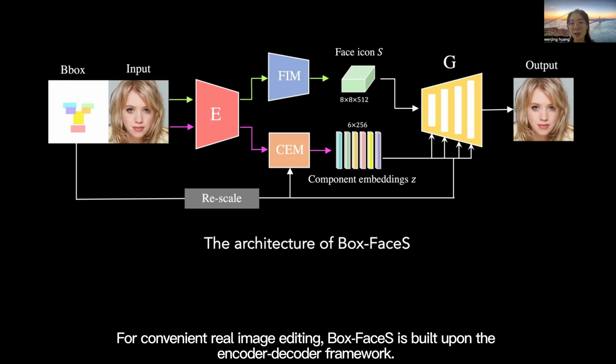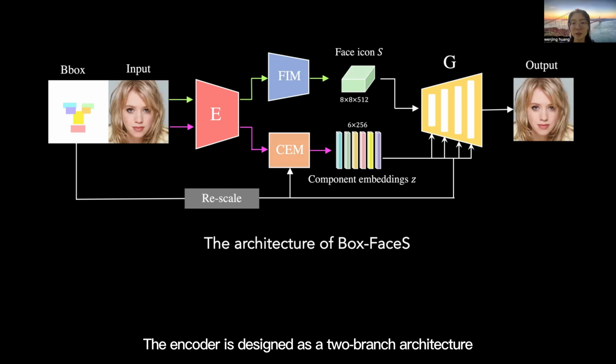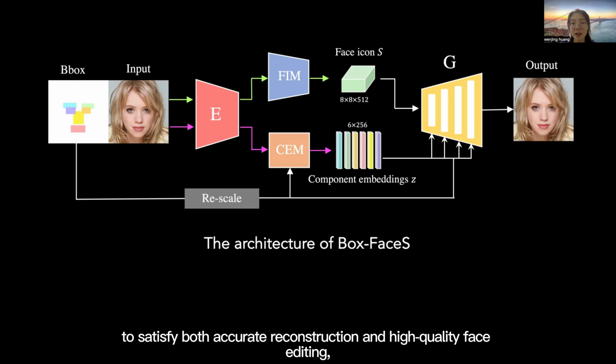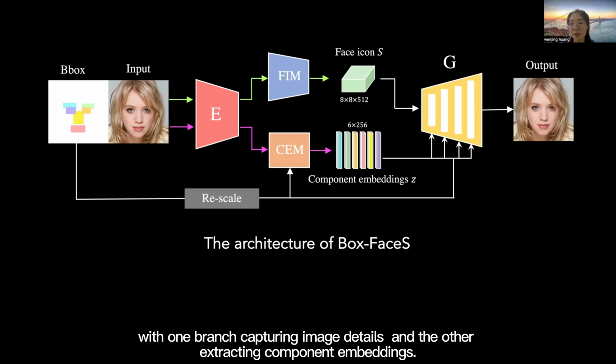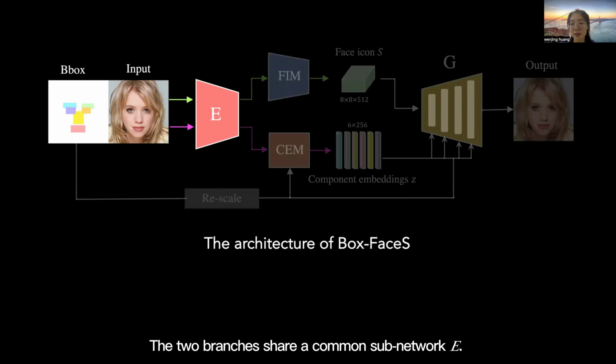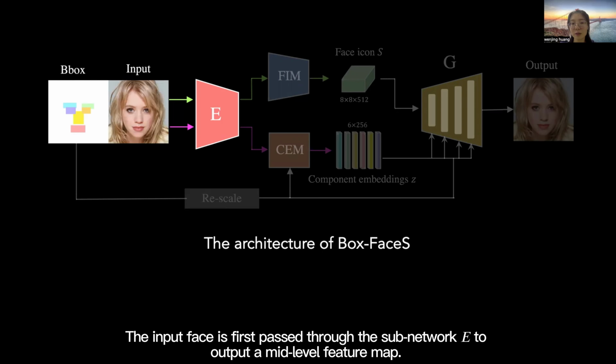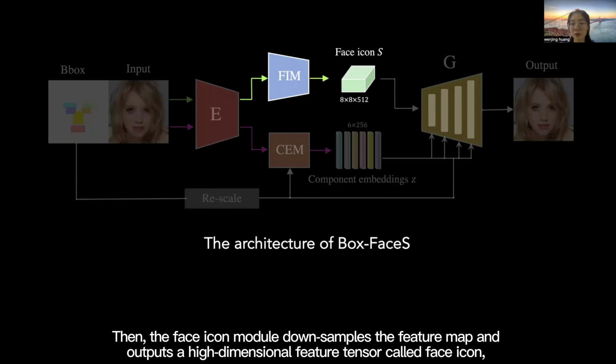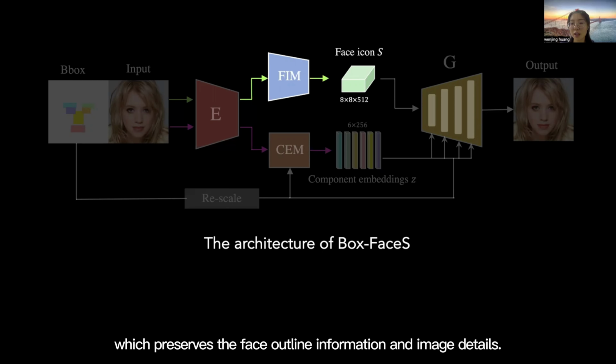For convenient real image editing, Box-FaceS is built upon the encoder-decoder framework. The encoder is designed as a two-branch architecture to satisfy both accurate reconstruction and high-quality face editing, with one branch capturing image details and the other extracting component embeddings. The two branches share a common subnetwork E. The input face is first passed through the subnetwork E to output a mid-level feature map. Then, the face icon module downsamples the feature map and outputs a high-dimensional feature tensor called face icon, which preserves the face outline information and image details.